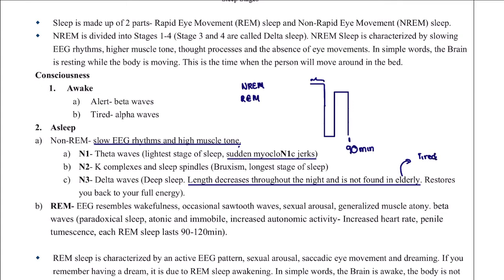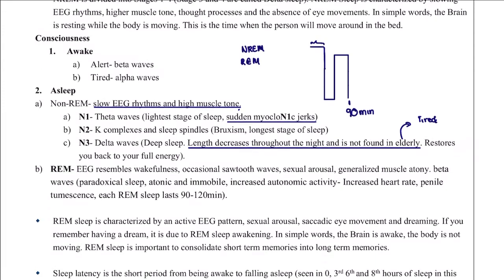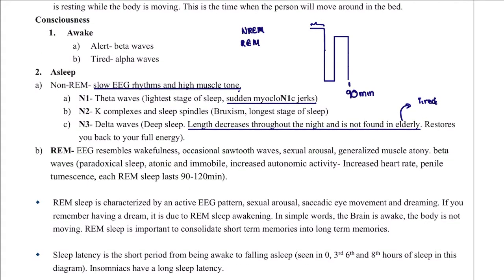Next, we have the REM sleep. And a person would enter into REM sleep around 90 minutes after they first go to sleep. The EEG resembles an awake state. So there's a lot of beta waves. When you are awake, there's a lot of beta waves. When you are tired, you have slower alpha waves. So this causes this sleep to be called paradoxical sleep.